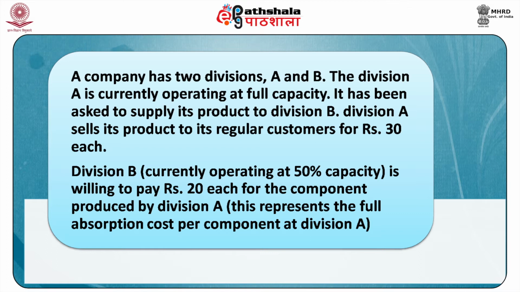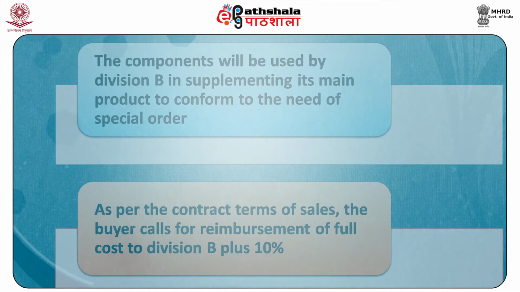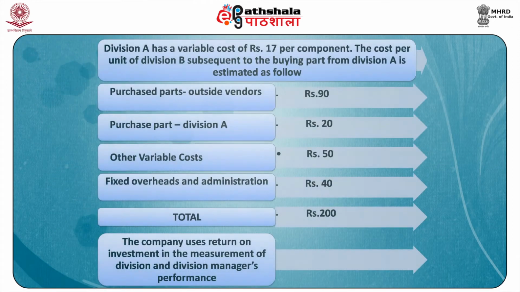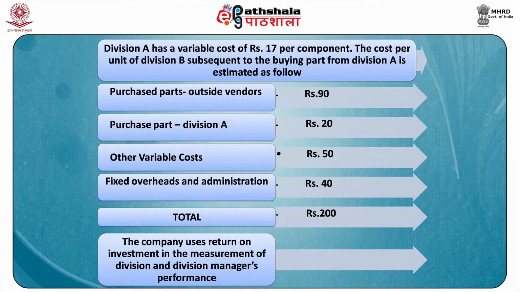This represents the full absorption cost per component at Division A. The component will be used by Division B in supplementing its main product to conform to the need of a special order. As per the contract terms of sale, the buyer calls for reimbursement of full capacity to Division B plus 10%. Division A has a variable cost of Rs 17 per component.